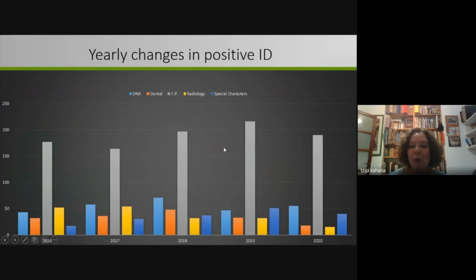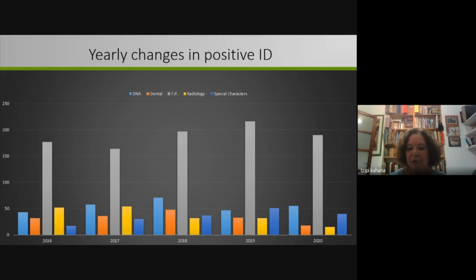Now, this is the case mostly alongside the last few years. I added here orange is the odontology. And you can see that pretty much it doesn't fluctuate greatly from year to year. Most of the positive identifications are performed by fingerprints, and radiology has been falling down as DNA has been rising.